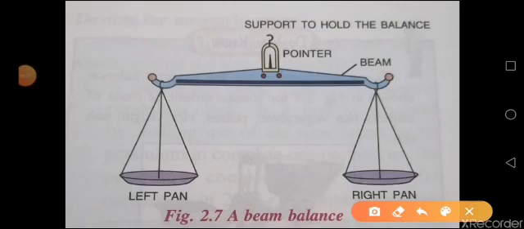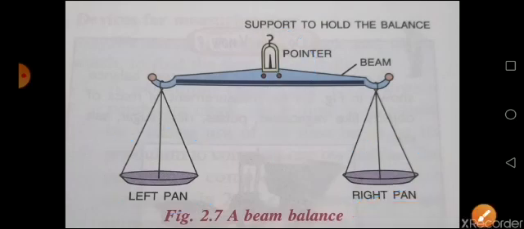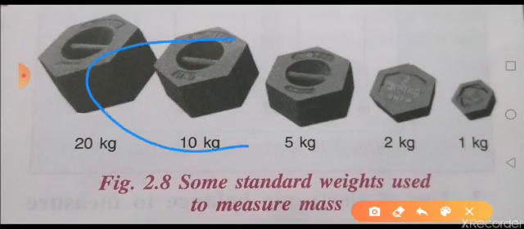Now, this is very familiar to you. This is how a beam balance looks like. As you see, you can have a rigid support with a pointer there. On either of the sides, you can have two identical pans suspended from equal distance from the support or the pointer, right? Now what you are going to do is that on one pan you will be putting the object whose mass you want to take, and on the other right pan you will be putting the standard weights like this.